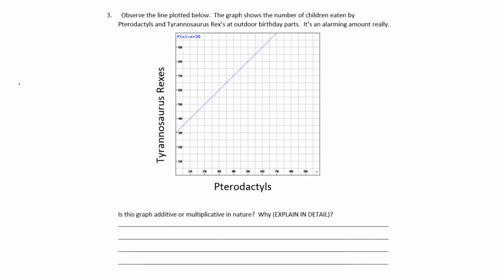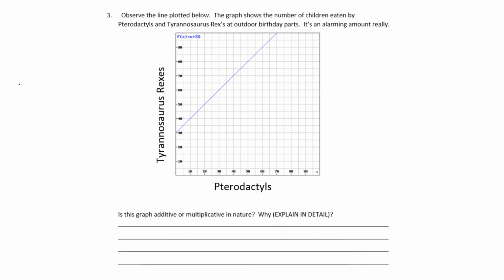Well, if you look at the graph here, we have the pterodactyls on this end and the Tyrannosaurus rexes on this end. The question is, is it additive or multiplicative in nature? Just looking at the graph, we should be able to tell. The reason is that an additive pattern has the line not going through the origin.